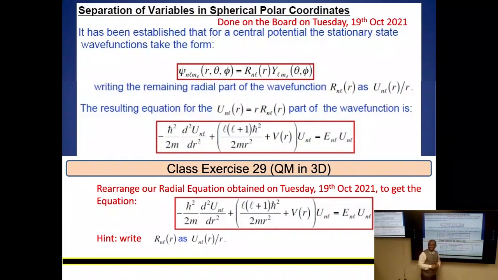So let's go back to where we were. This is the exercise I want to do now. Rearrange our radial equation obtained on Tuesday to get this equation. That's what we want to do now, okay? Let's do it together, the kind of thing that makes stuff very transparent. Any questions so far?